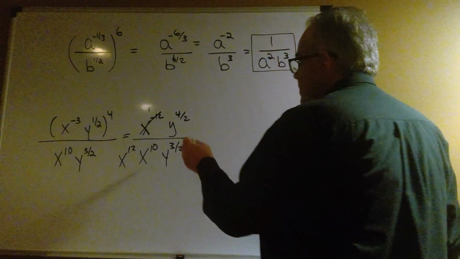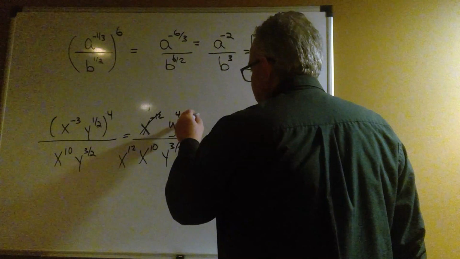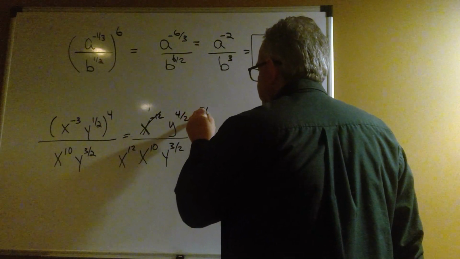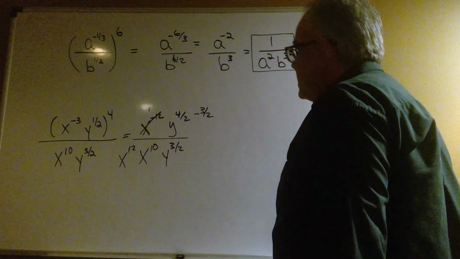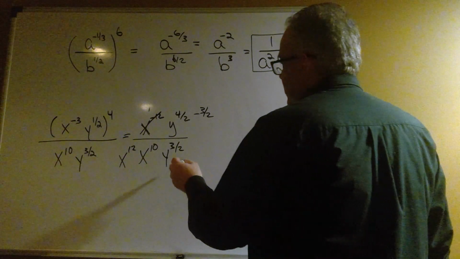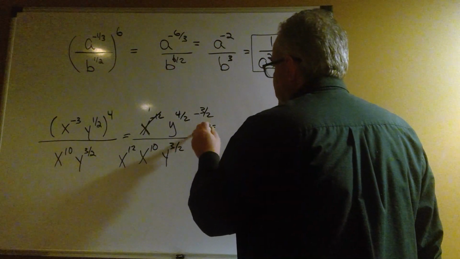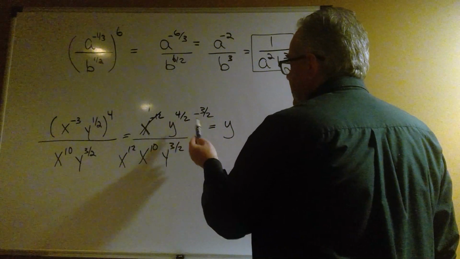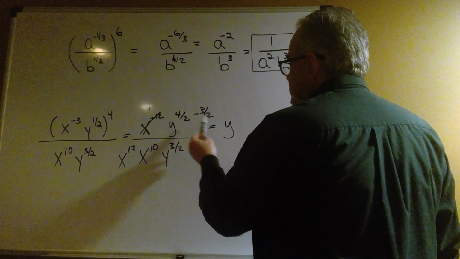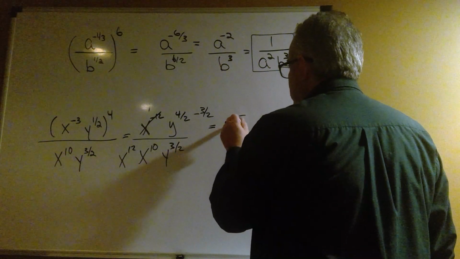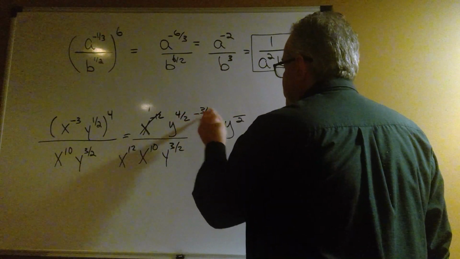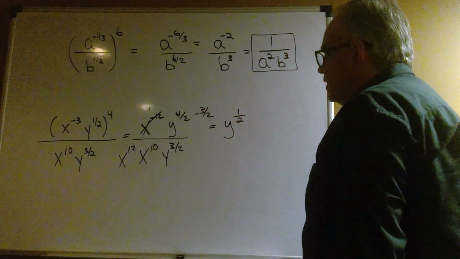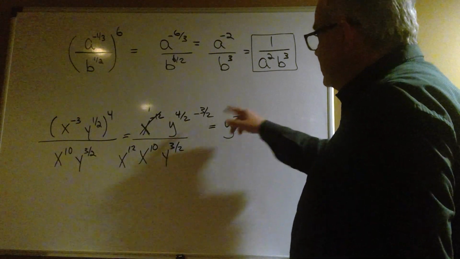So I'm going to say what's 4/2 minus 3/2. Let's see if we do it that way. When I do that, it's going to end up being y. What's 4/2 minus 3/2? The denominators are the same, so I'm going to have 2, 4 minus 3 is 1. Y to the 1/2.